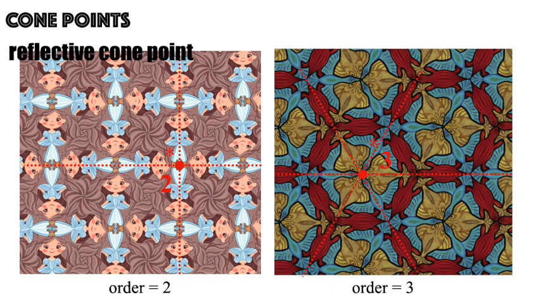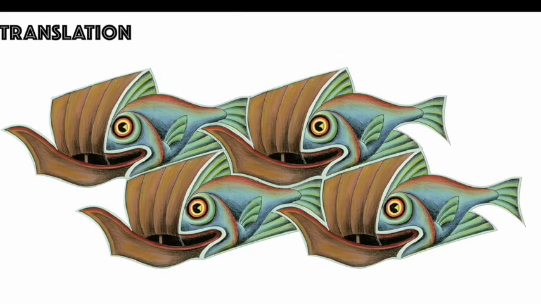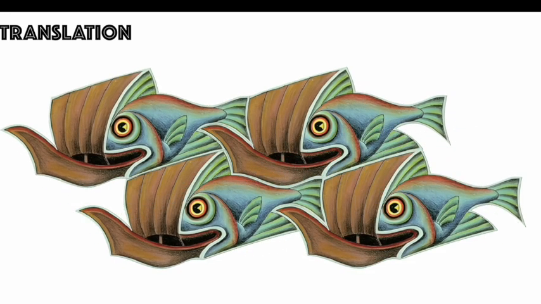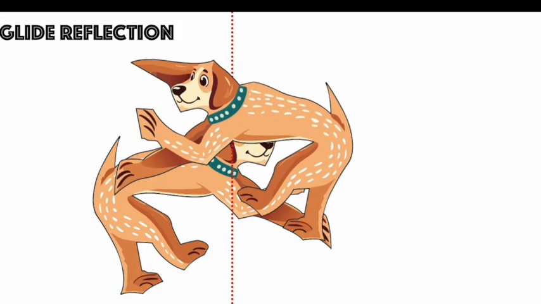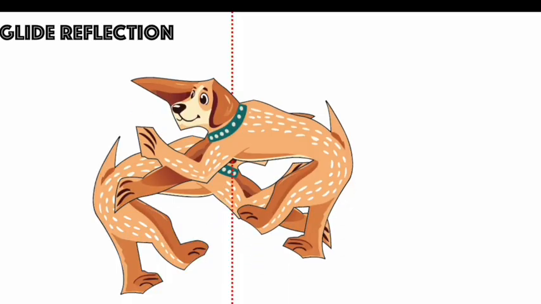Gyrational cone points are like rosettes, frequently observed in architectural ornaments. Another type of cone points is called the reflective cone point, which means the intersection of mirror lines. Reflective cone points behave like a kaleidoscope. Depending on the number of mirror lines intersecting, they can be of order 2, order 3, order 4, or order 6 on the Euclidean plane. In addition to cone points, other existing operations on the Euclidean plane include translation and glide reflection. In this example, glide reflection means that you cannot find a mirror line between the left-facing and right-facing dogs without gliding one of the dogs along the mirror line.